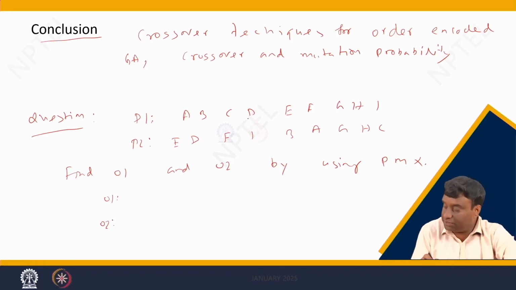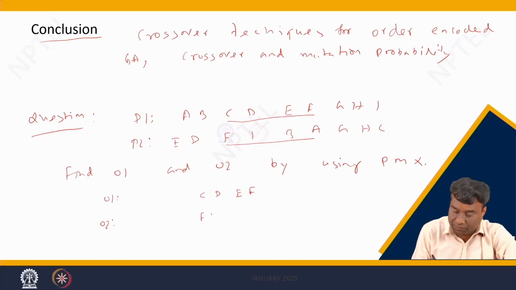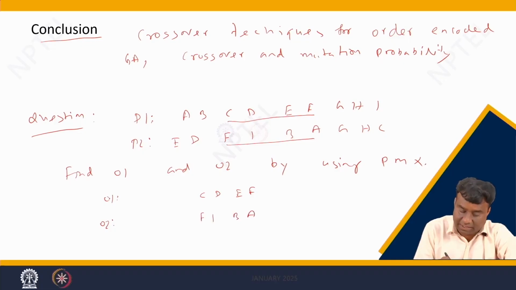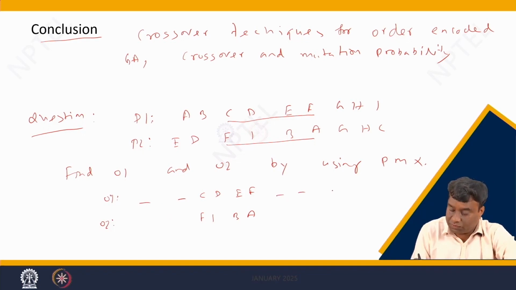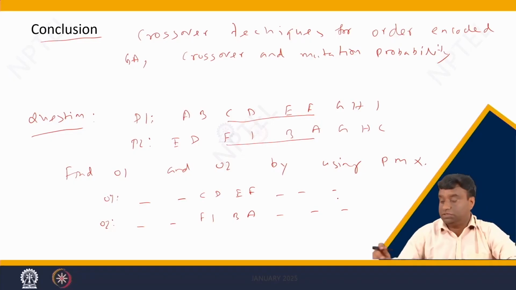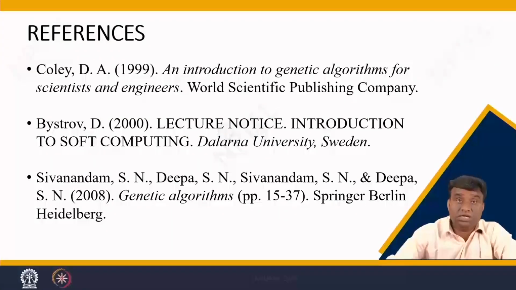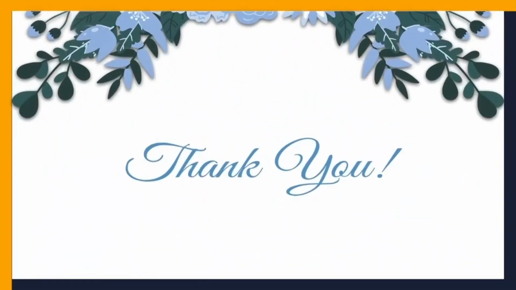In offspring 1 this part is donated, so that you will get C, D, E, F is donated. In offspring 2 this is donated. You can write this as O2. So this is donated. So you need to find these values here from P2 and these values from P1. So solve these questions. So these are the references of today's class. Thank you.